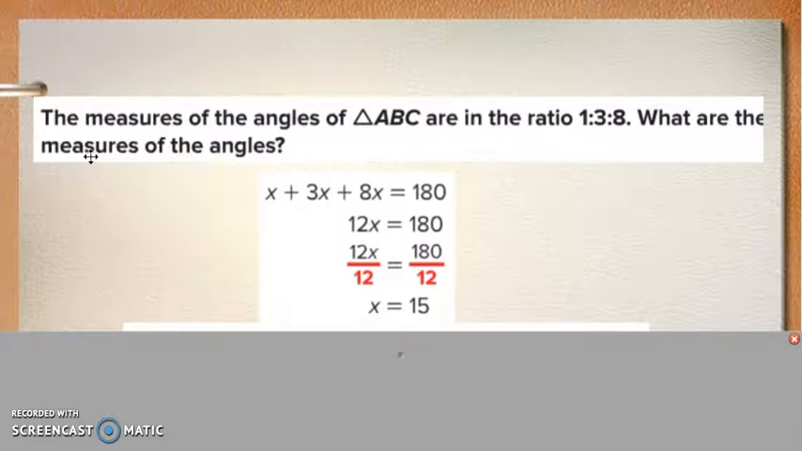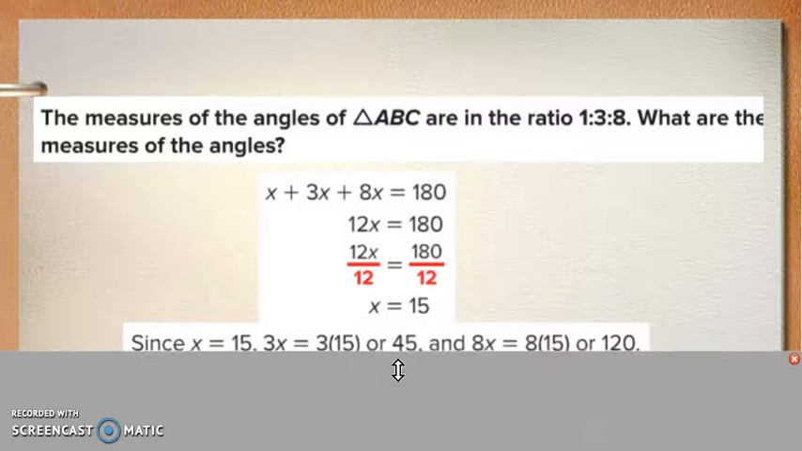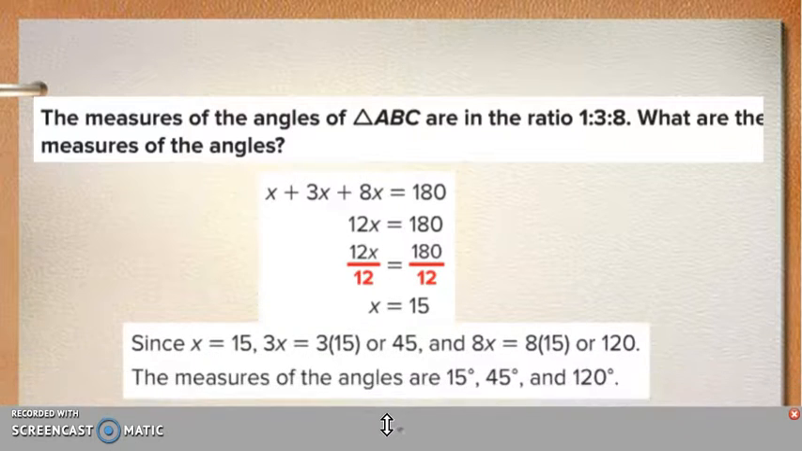Now, that doesn't give us the measures of the angles, that gave us x. What we need to do now is substitute 15 in for x. x is equal to 15. 3x would be 3 times 15, which is 45, and 8x would become 8 times 15, which is 120. Now we have the measures of the angles. The angle measures are 15 degrees, 45 degrees, and 120 degrees.